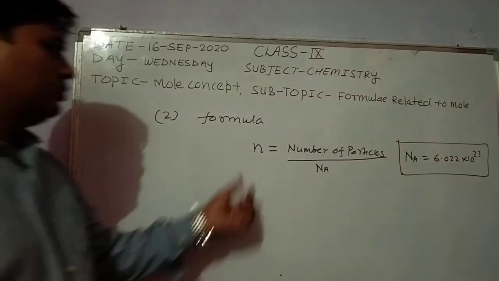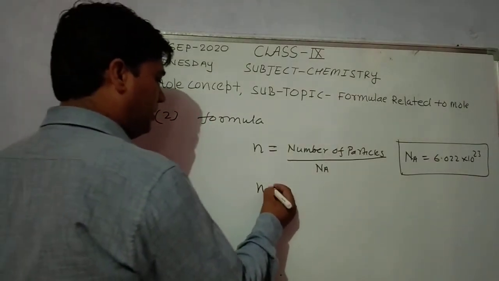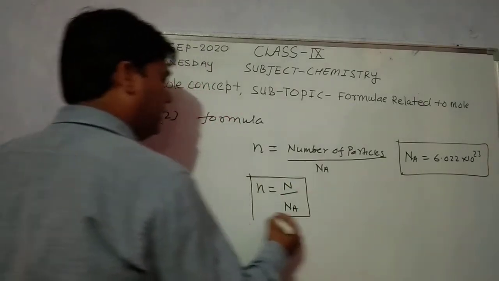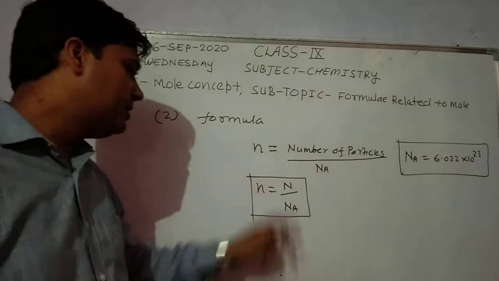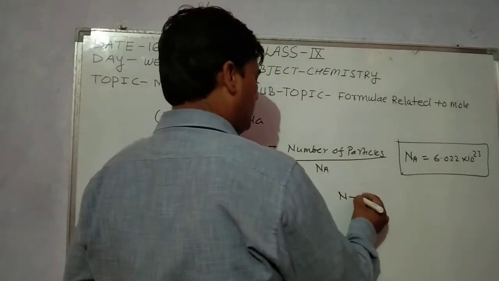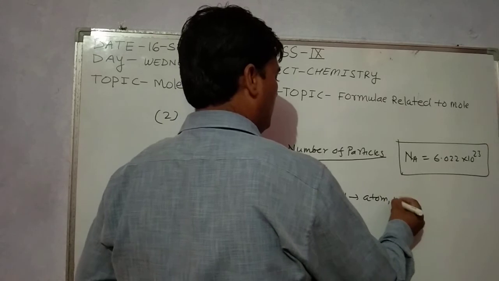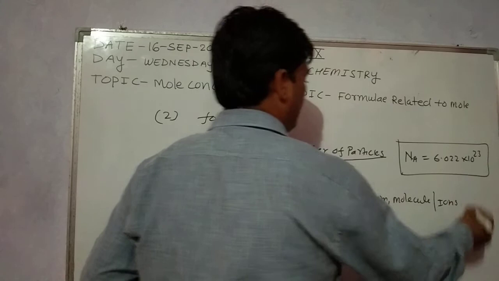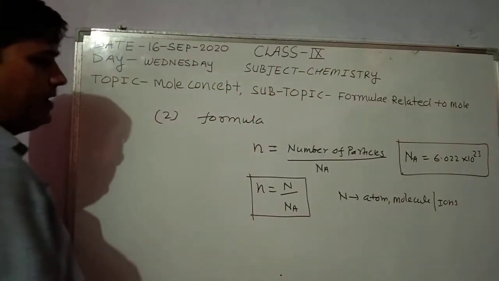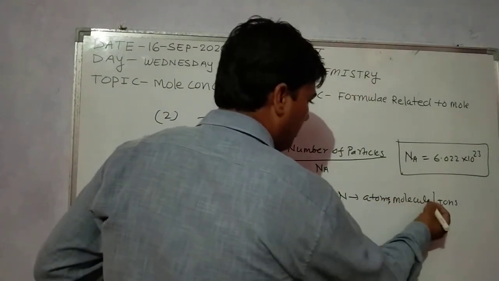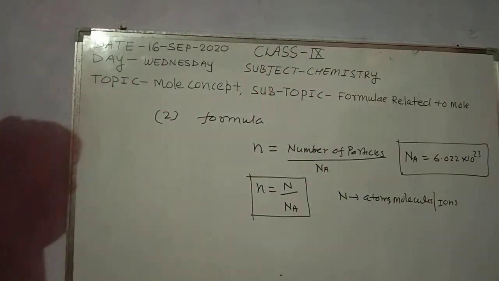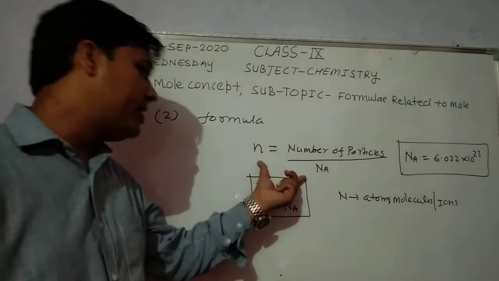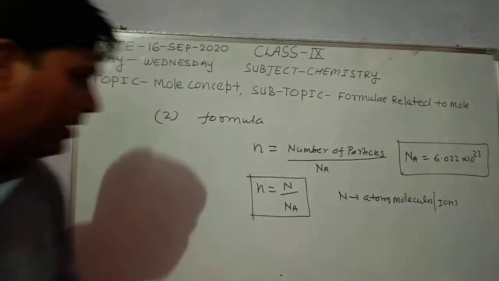So the second formula is number of moles is equal to capital N divided by Na. Capital N is equal to the number of particles. Particles may be atoms, may be molecules, may be ions. So the second formula is number of moles is equal to number of particles divided by Avogadro number.